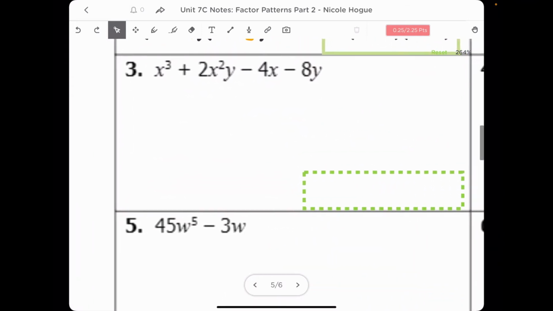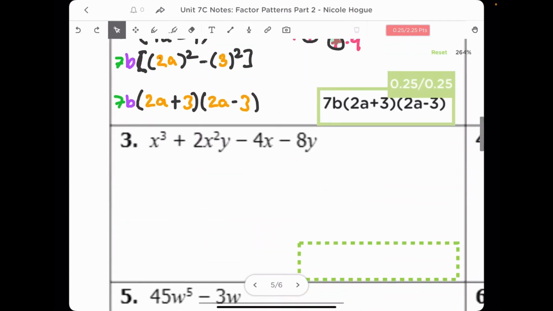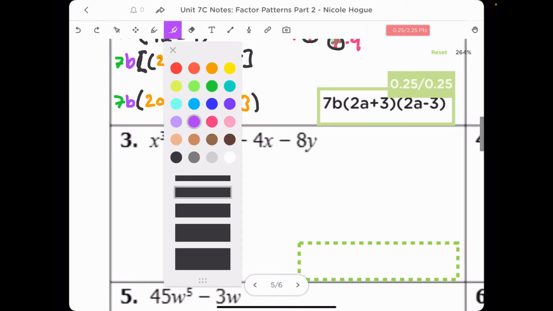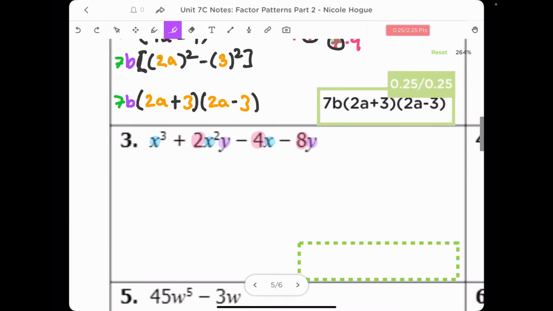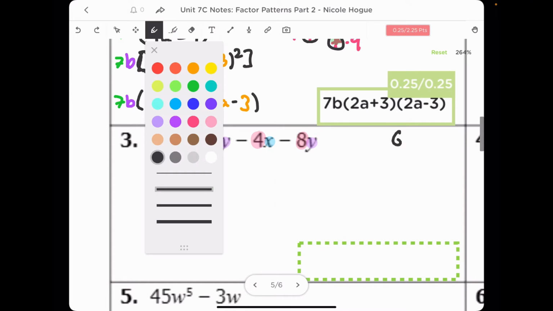So looking at number 3, here we have x to the third plus 2x squared y minus 4x minus 8y. First, I'm going to highlight my numbers: 2, 4, 8. And now I'll highlight my x's and my y's. You will see that every term does not share those factors. So there is no GCF here automatically.